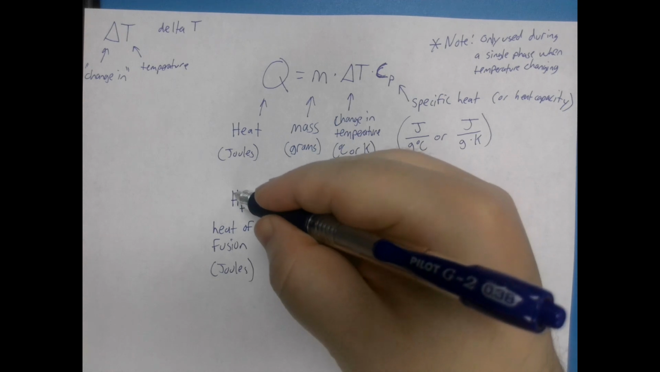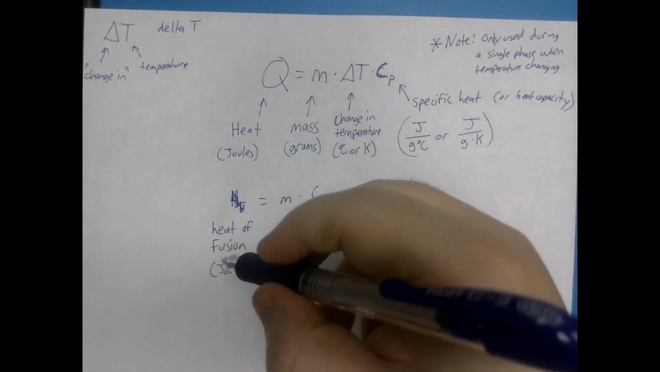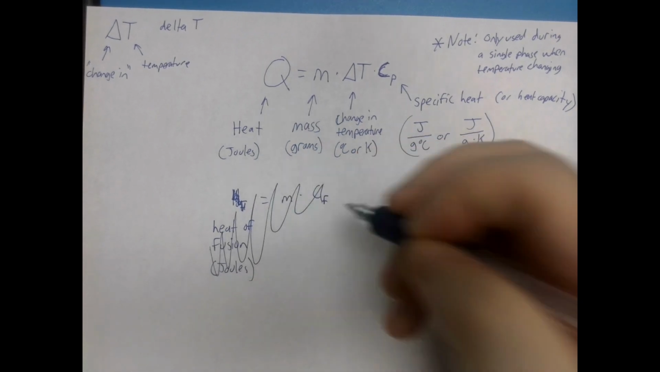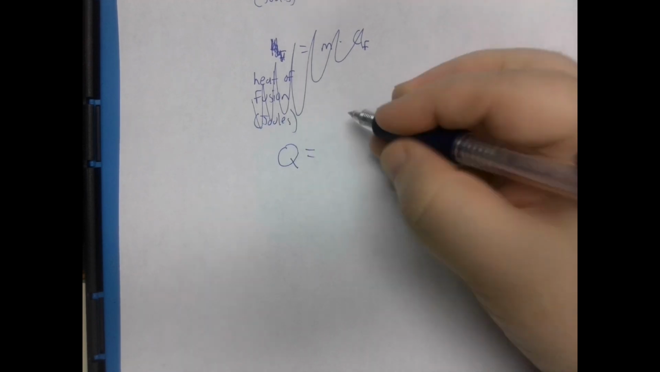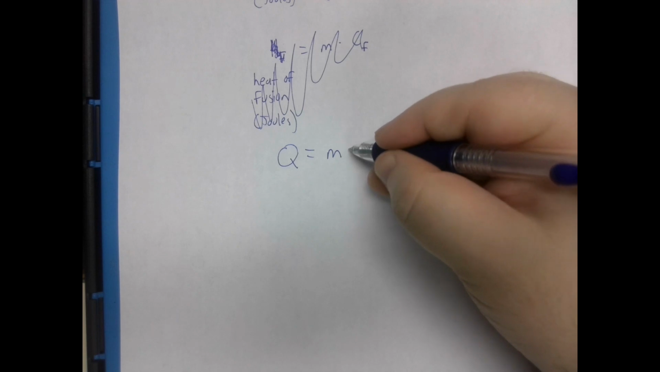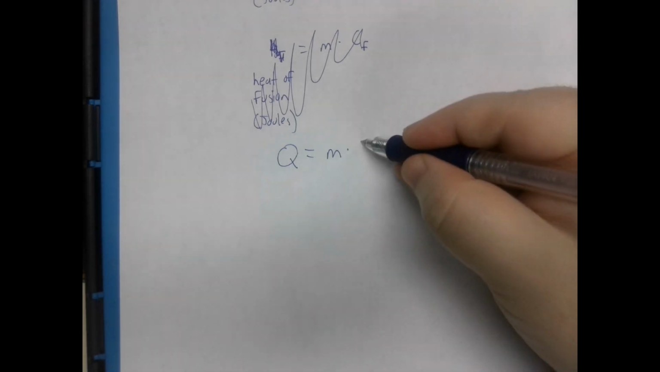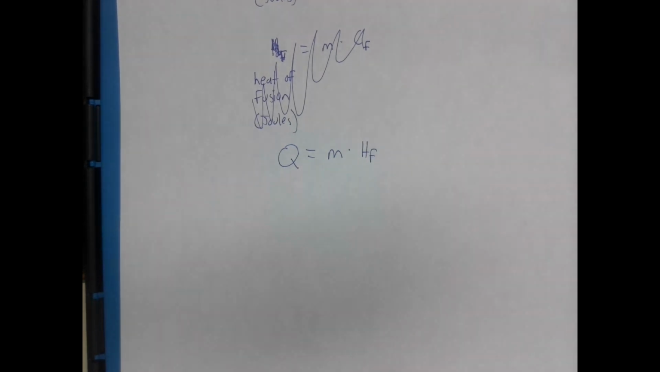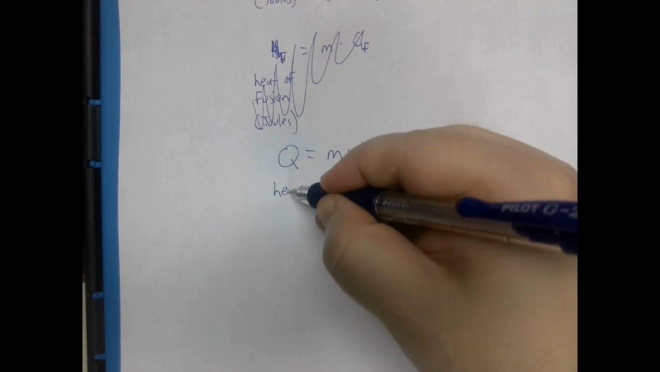I'm actually going to just use a Q. Sorry, erase this. I'm trying to be consistent without confusing. So heat is equal to mass, because this PowerPoint is different, HF. So this is heat.